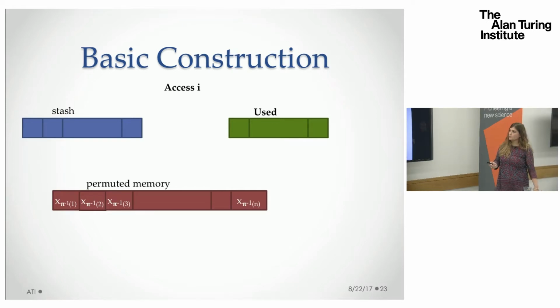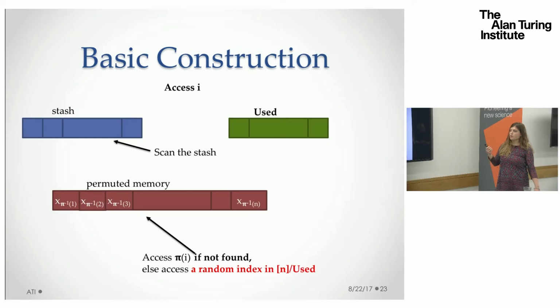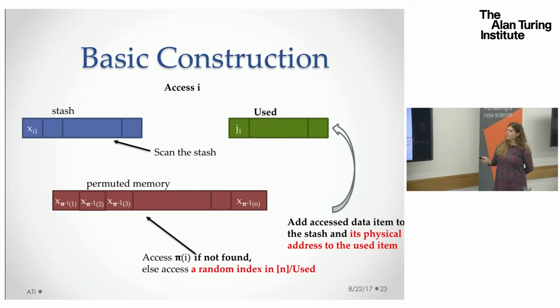And the access is pretty much the same as before. We scan the stash. If we didn't find it, we look up the correct location in the permuted memory. Otherwise, we use a random index of items that have not been looked up already. We can find this using these locations in the array used. And then when we are moving the item to the stash, the item that we looked up from the main permuted memory, we also store its address in the array with used items.